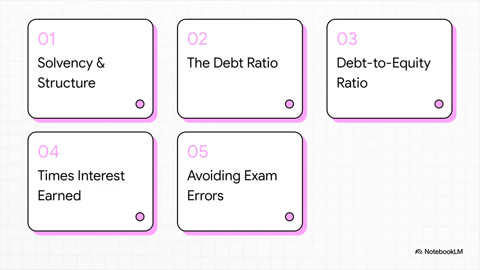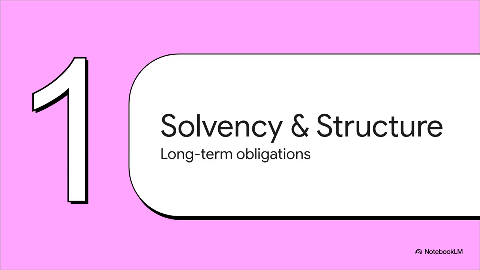So here's our game plan for today. 1. Solvency and capital structure. 2. The debt ratio. 3. Debt-to-equity ratio. 4. Times interest earned. And 5. Avoiding exam errors. Let's jump right in. All right, Section 1, Solvency and Capital Structure.